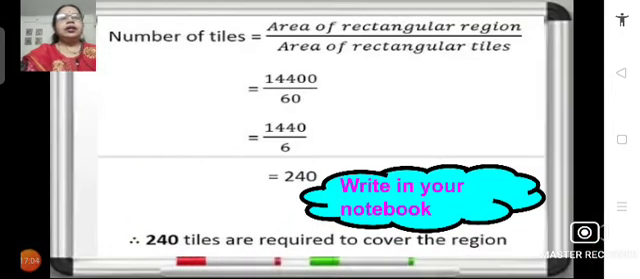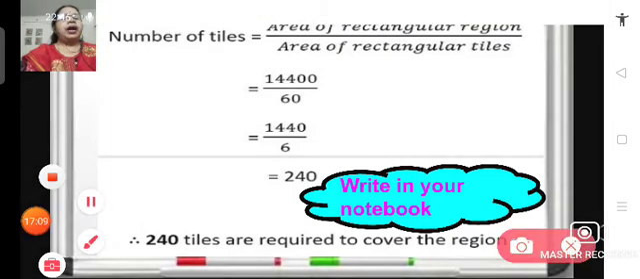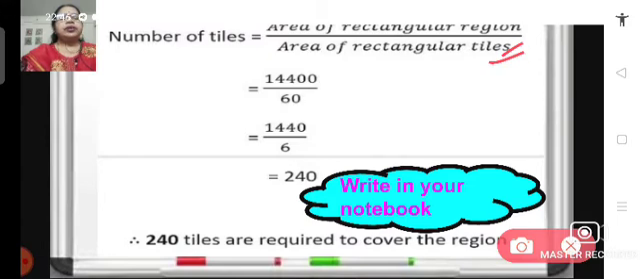Now we can find the number of tiles by dividing area of rectangular region by area of one rectangular tile. So it will be 14,400 divided by 60. So what do we get? We get 1,440 divided by 6. And by dividing this, what do we get? We get 240. So the number of tiles required to cover this region is 240.